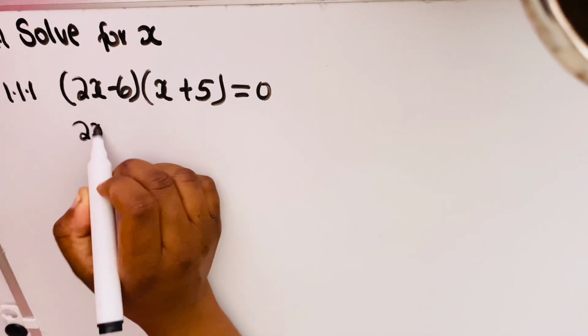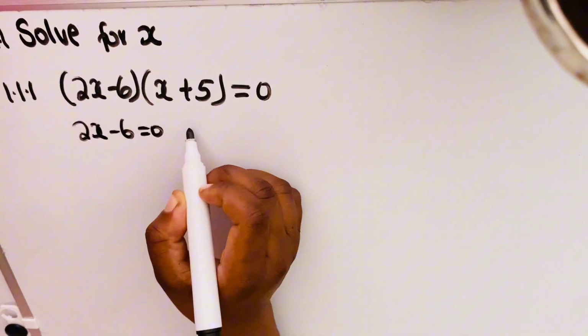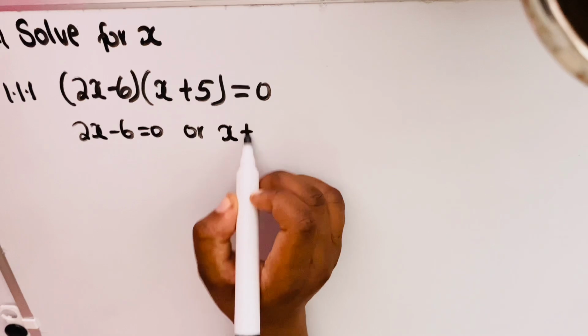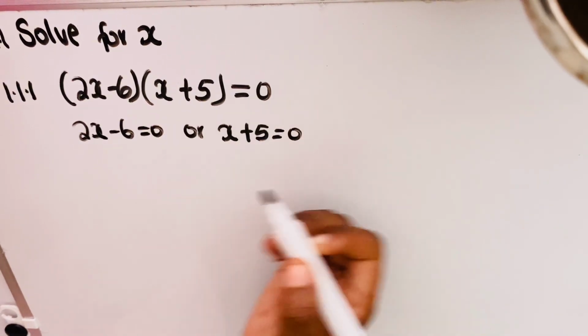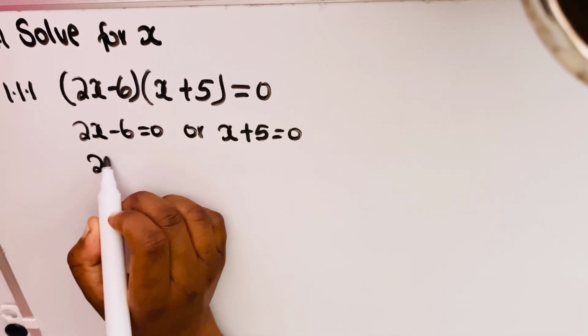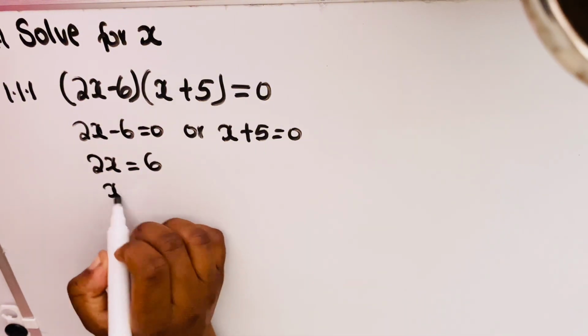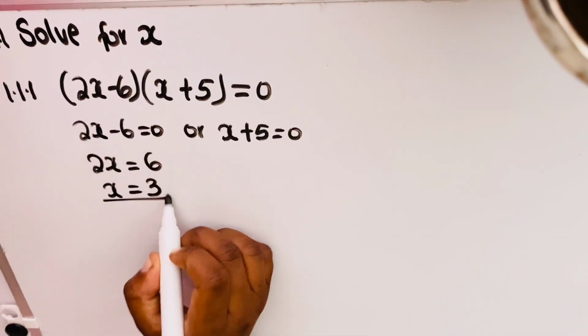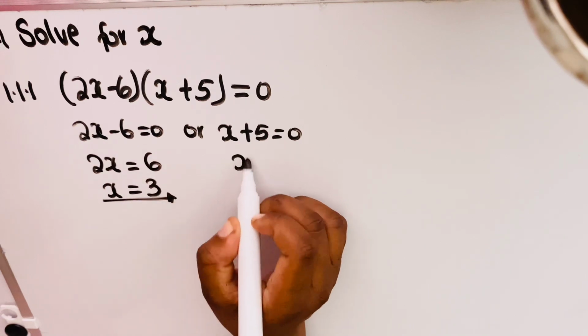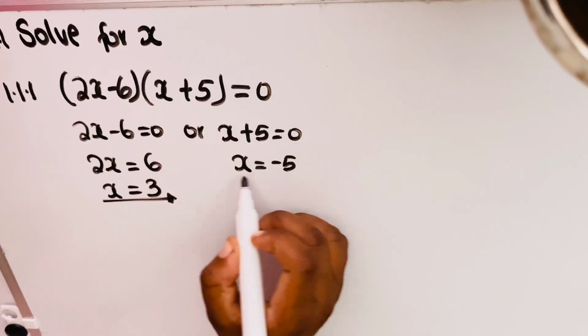So this is 2x minus 6 is equals to 0, or x plus 5 is equals to 0. Then we transpose the 6 to the right side, it becomes positive. Then we divide by 2 both sides. Then x is equals to 3. In this side, x is equals to negative 5.